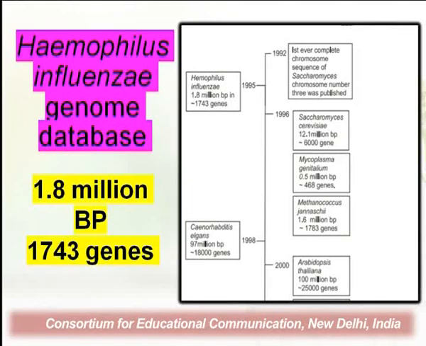Then came the time of genome sequencing, and the first genome sequenced was of Haemophilus influenzae. The database was developed for this genome, and it could not have been done otherwise. We had 1.8 million base pairs and 1743 genes, and though Haemophilus is supposedly a smaller genome, that led to a multiplication of data, and we needed to develop methods to analyze, study and annotate this data.